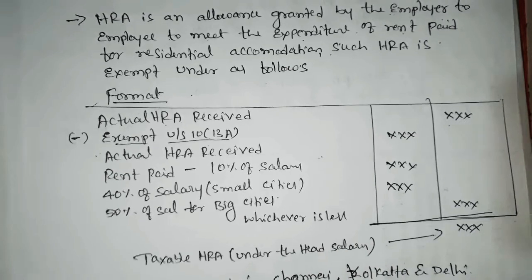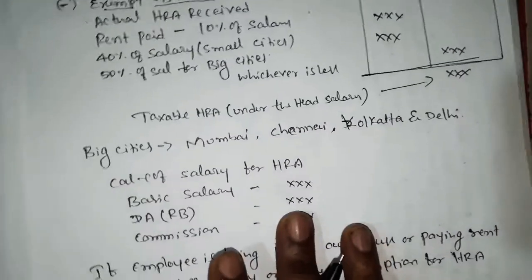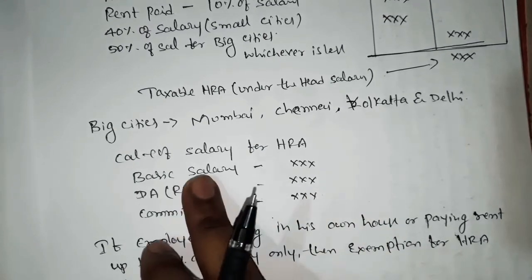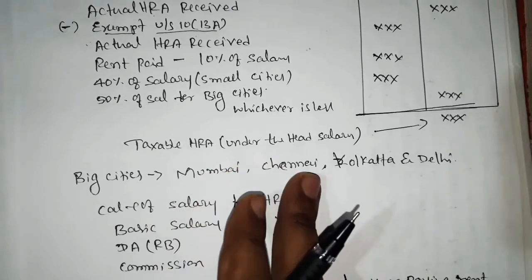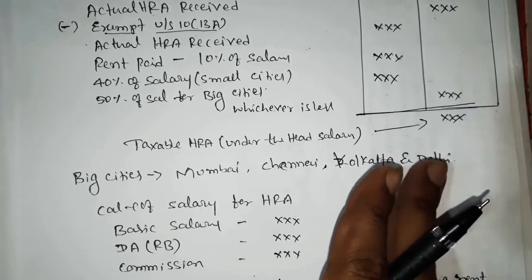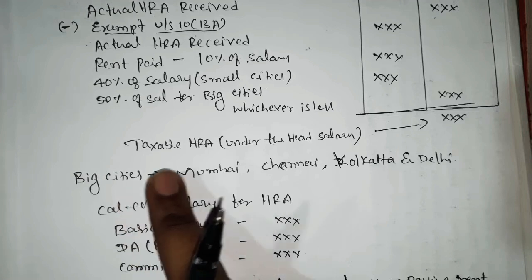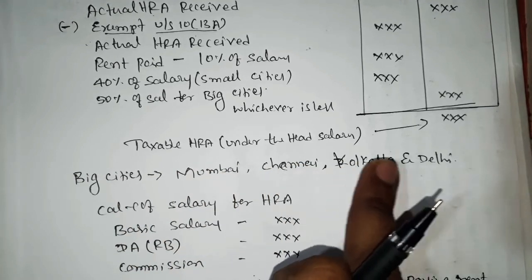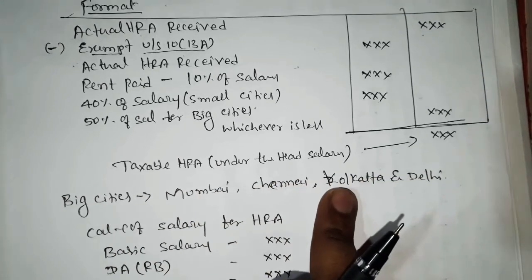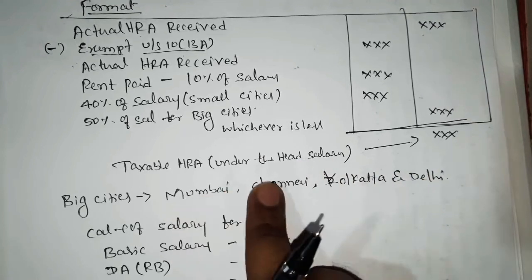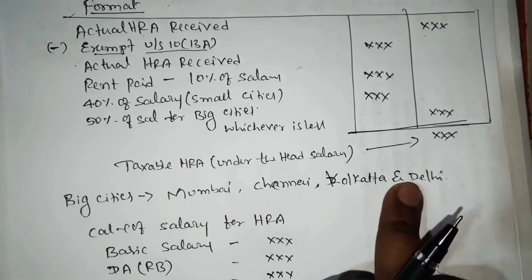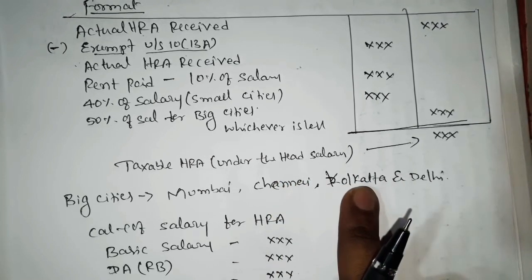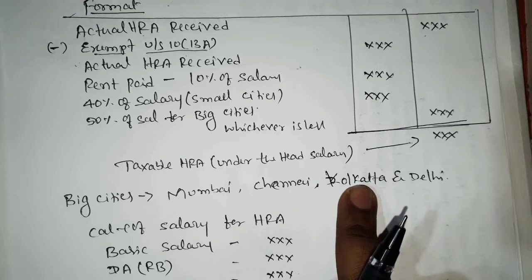We will go on to understand more things. Big city means Mumbai, Chennai, Kolkata and Delhi. Once again, big city means Mumbai, Chennai, Kolkata, Delhi. MCKD, keep it in your mind. M means Mumbai, C means Chennai, K means Kolkata, D means Delhi. MCKD is a short form. We should keep it in mind.